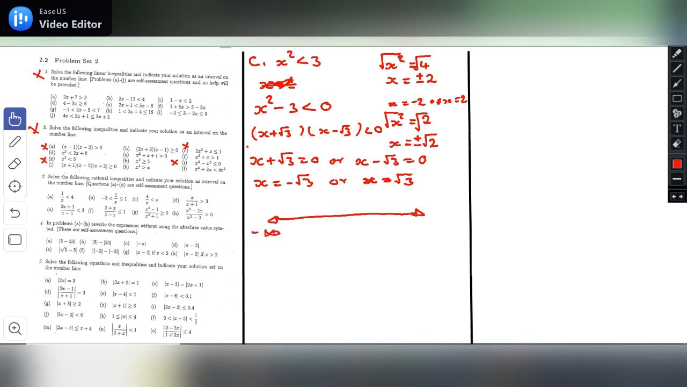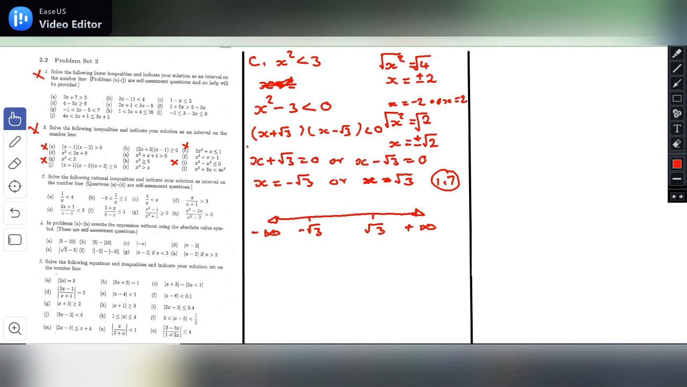Remember, we start with negative infinity, then positive infinity, right? Therefore, we're going to have negative square root of 3, and then we're going to have square root of 3. And the square root of 3 is something like 1 point something, right? So let's write it down like this. Remember, now we need to find what? The sign.